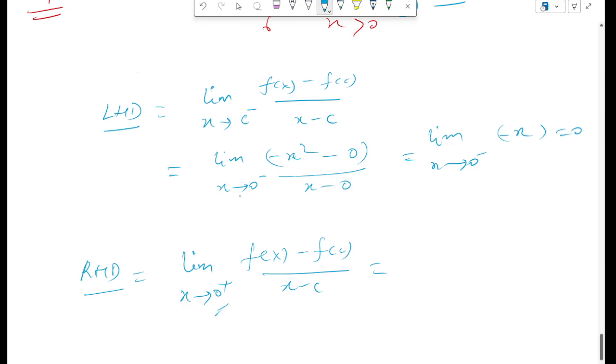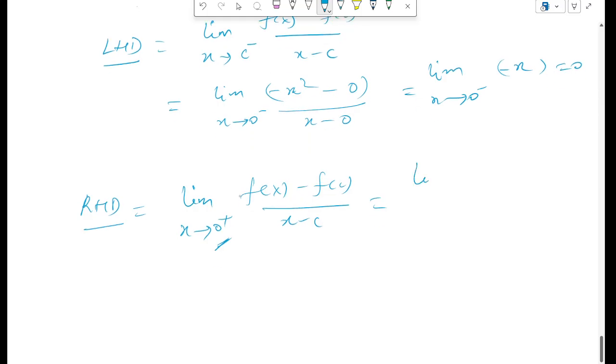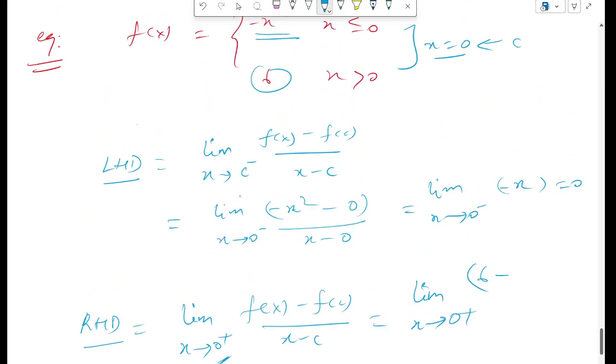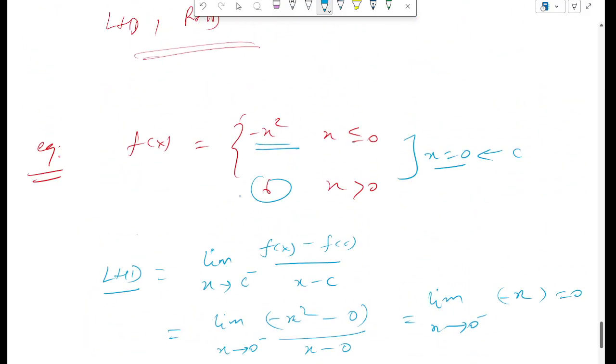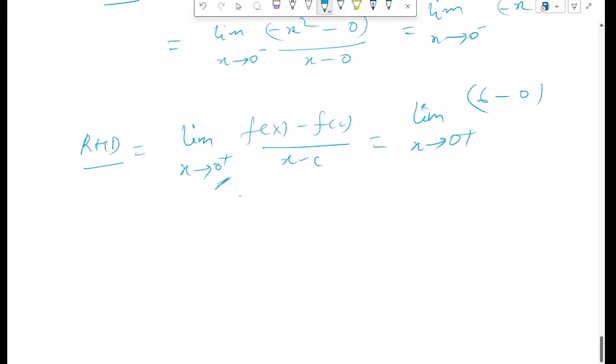So we are approaching 0 from the right side. So which part of the function will come? This part, 6. So what we will get here? Limit x tends to 0 plus, and the function will be 6, and minus f(c). f(c) means at 0. At 0 we will get this function equal to 0 only, the equality sign we have here. By x minus 0, x minus c means x minus 0. So we will get 6 by x.